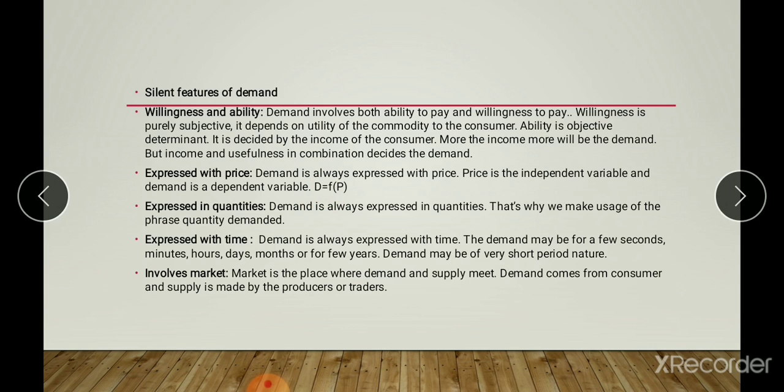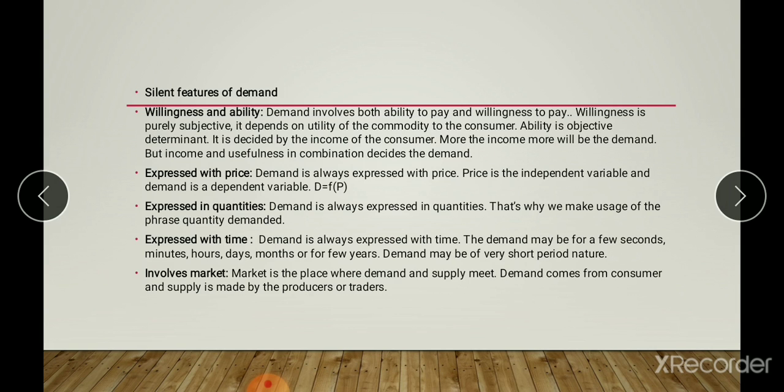The next salient feature is that demand is expressed in quantity. Demand is always expressed in a quantity. For example, 1 kg of rice, 2 kg of rice, or 1 kg of wheat. You may go to the shop and buy milk, like 1 liter of milk, 2 liters of milk, half a liter of milk. So it has some quantity. So demand is always expressed with a quantity. That's why we use the phrase quantity demanded by the consumer. It is a definite amount. Quantity demanded is a definite amount. It is not an estimation or forecast. Demand is expressed in definite quantities.